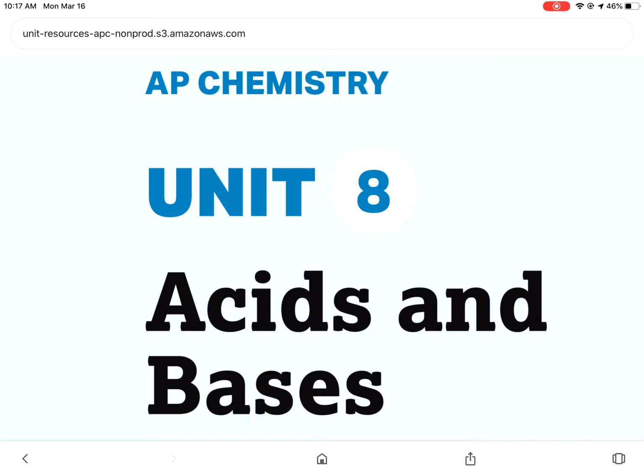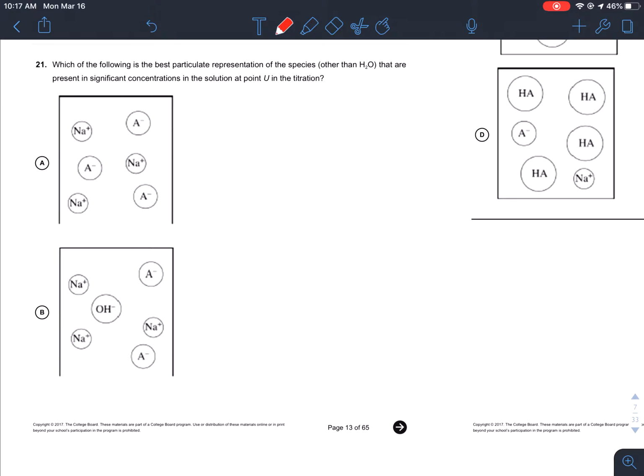All right, Unit 8, acid bases. We're on question number 21, so let's get to the questions. Which of the following is the best particulate representation of the species other than H2O that are present in significant concentrations in the solution at point U in the titration?